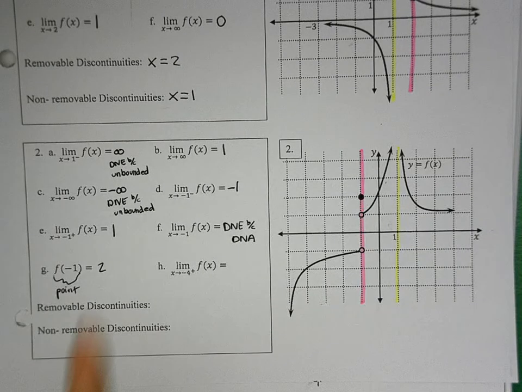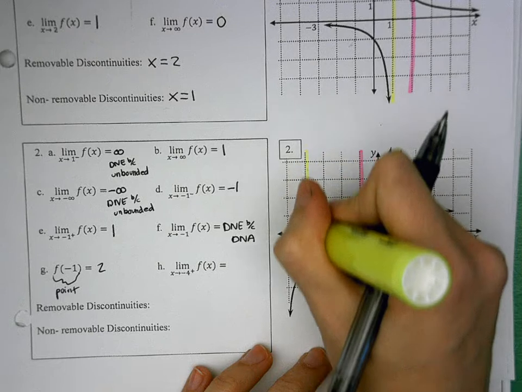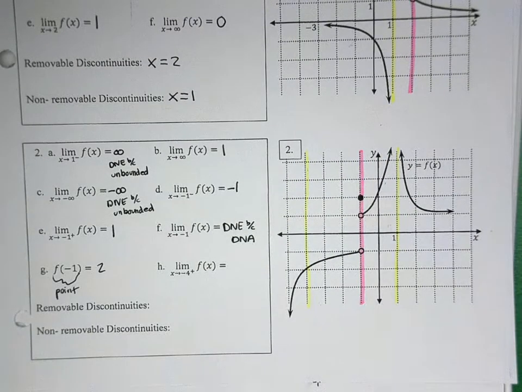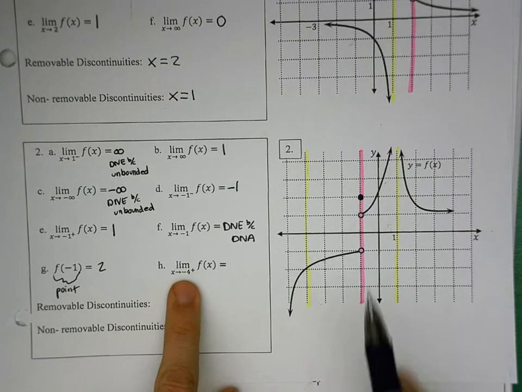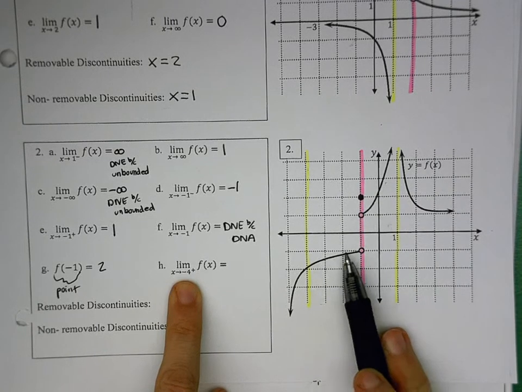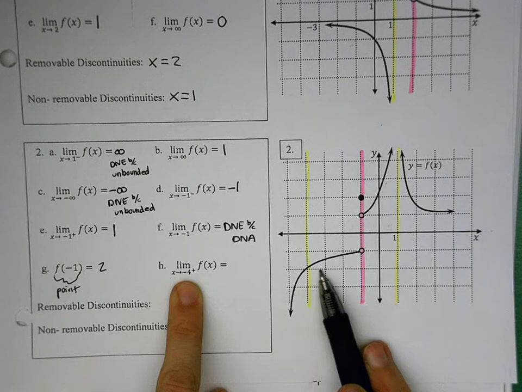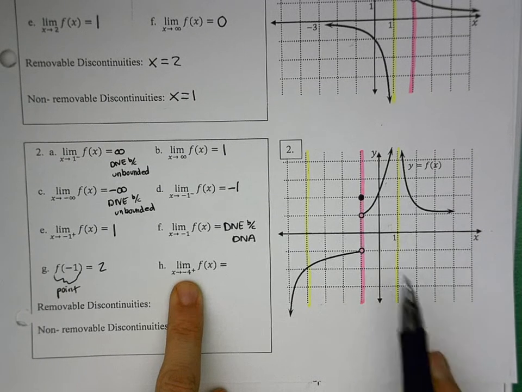And then last but not least, we have -4. -4 is out here, this yellow line that we're drawing in. As I approach -4 from the right, so I'm over here tracing closer and closer to -4 from the right, the question is, what y value does it look like I'm going to touch? It looks like I'm going to touch -2.